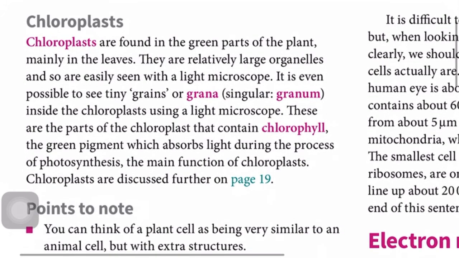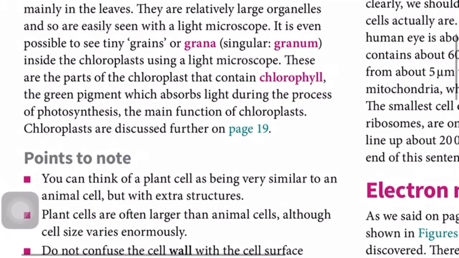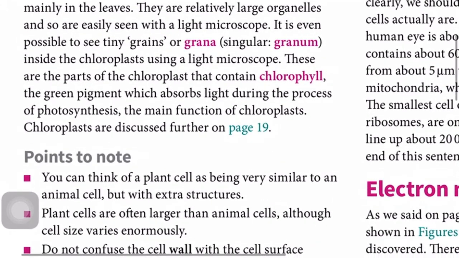The green pigment is part of the chloroplasts. The grana are the parts of the chloroplast that contain chlorophyll, the green pigment which absorbs light during the process of photosynthesis. So the main function of chloroplasts is to perform the process of photosynthesis.